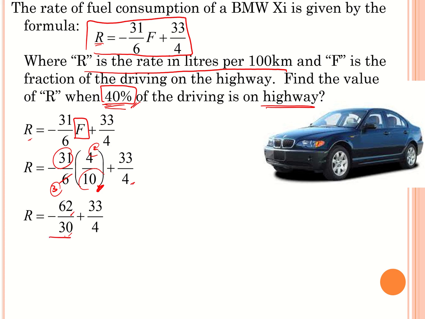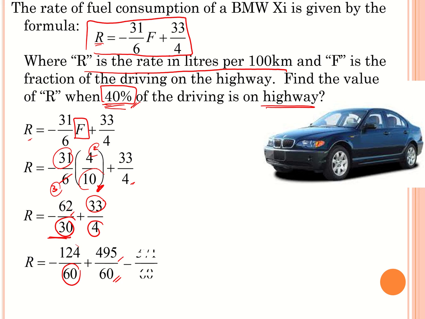Anyhow, so you have negative 62 over 30 plus 33 over 4. You get a common denominator of 60. So 30 times 2 is 60, so 62 times 2 is 124. 4 times 15 is 60, so 33 times 15 is 495. So now you take this fraction, which is negative, you add that one, so it's like 495 minus 124, and you get 371 over 60.